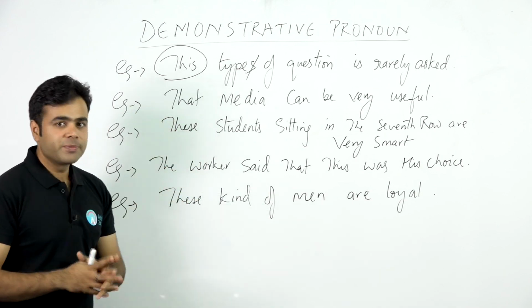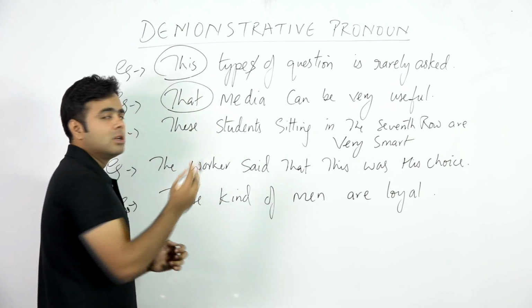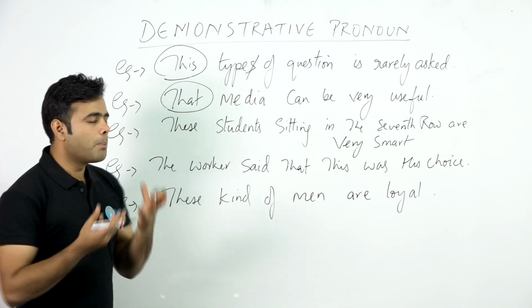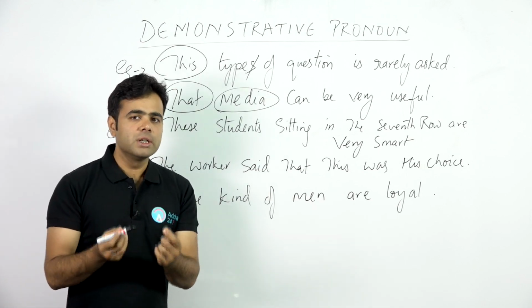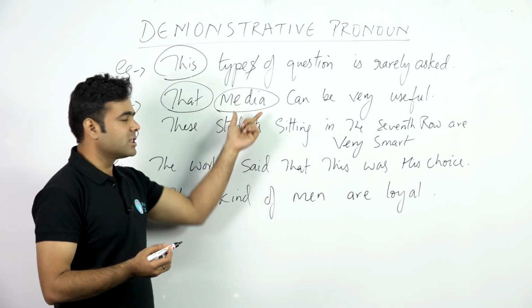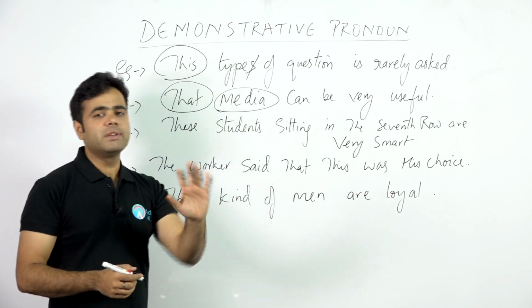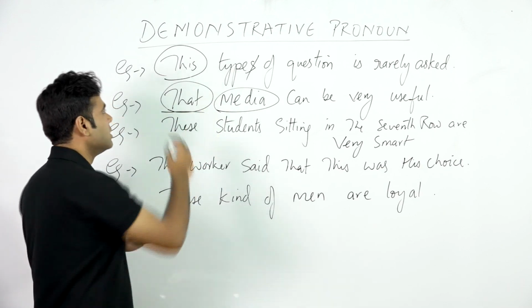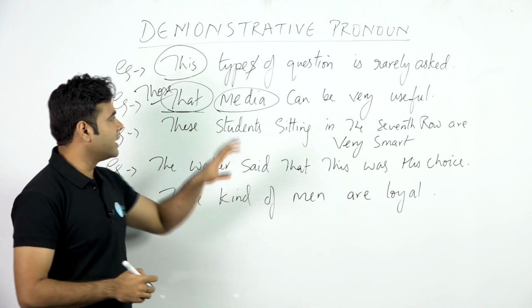The next sentence says: that media can be very useful. Now students, I must tell you that the demonstrative pronoun is again used to show something which is singular, but the subject here is media, and media, I believe everyone knows, is a plural word. And what do we need to do? Either we can change the subject, which is not supposed to be done in the sentence, or we can change the pronoun. We can use a plural demonstrative pronoun. That should be those.